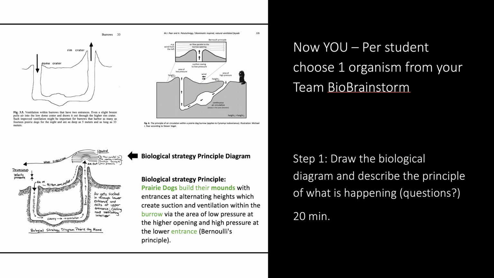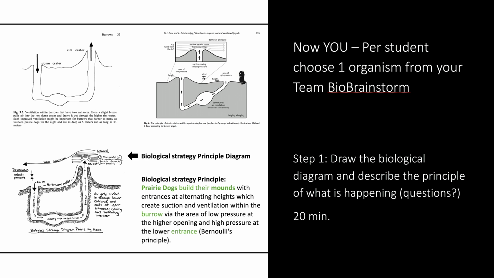Here you can see the diagram of the prairie dog mound, and the biological strategy principle could be: prairie dogs build their mounds with entrances at alternating heights, which create suction and ventilation within the burrow via an area of low pressure at the higher opening and high pressure at the lower entrance. This is Bernoulli's principle. That's happening, and you'll see this in a lot of other different kinds of science and physics. But this is what is happening.